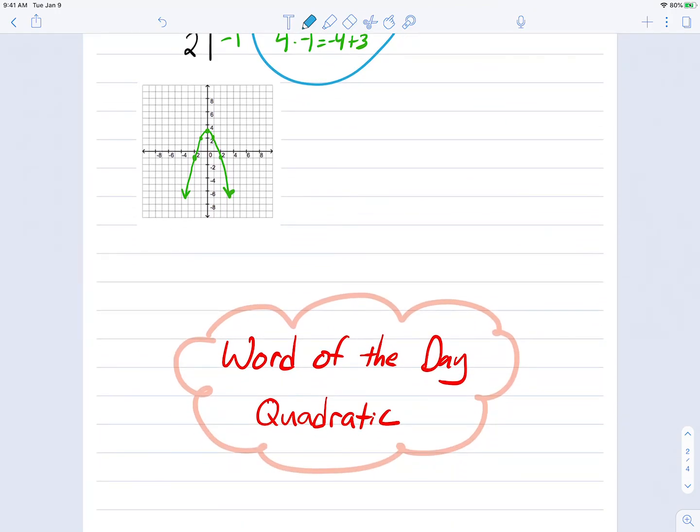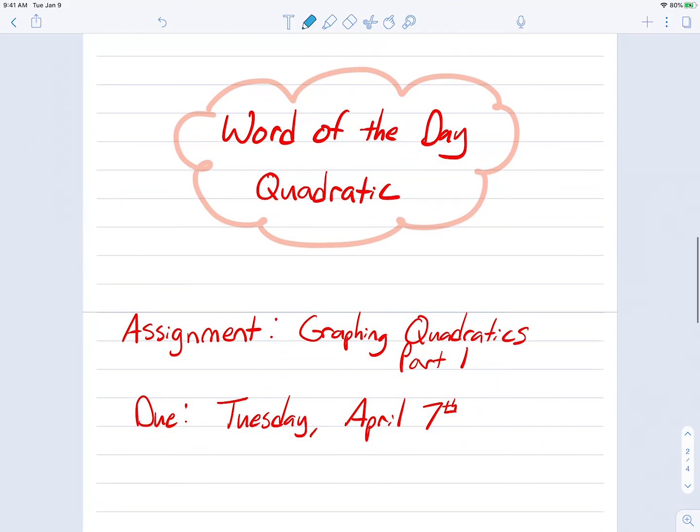Your word of the day is quadratic because this is the beginning of our quadratic unit. And today's assignment is Graphing Quadratics Part 1, and it is due on Tuesday, April 7th.